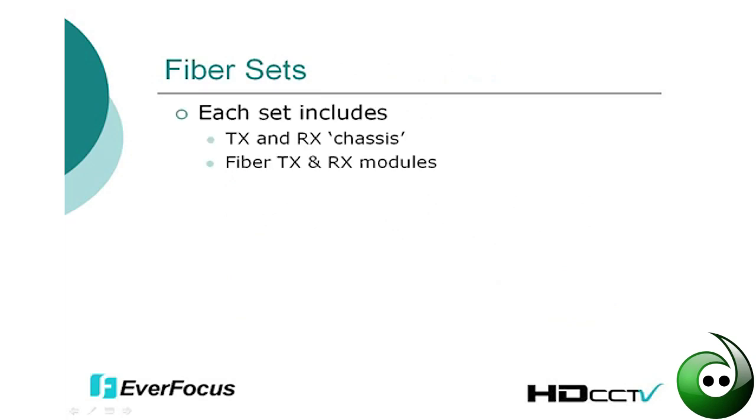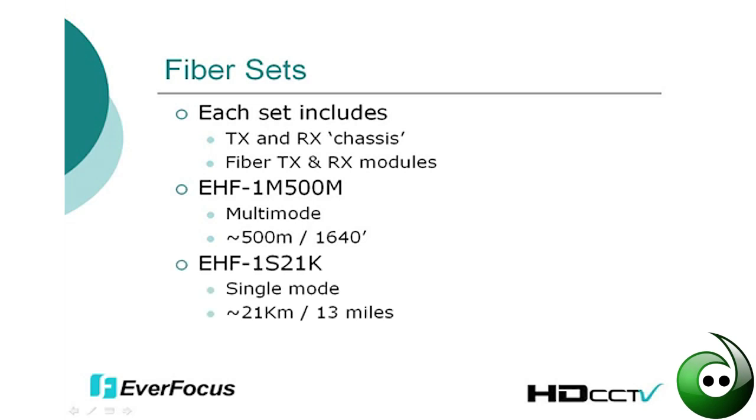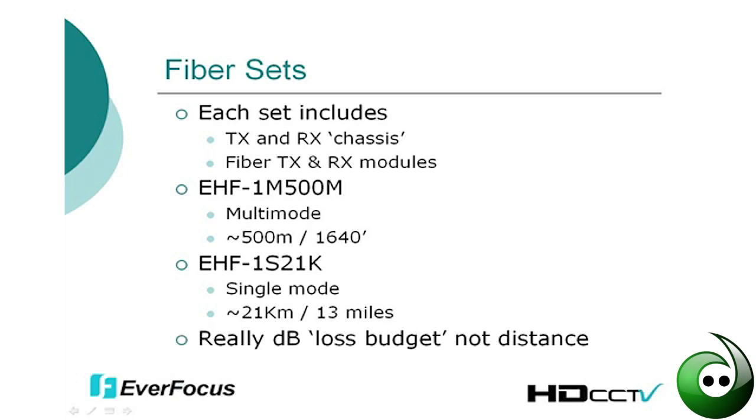Our fiber sets include the transmit and receive chassis and the fiber transmit and receive modules that fit into the chassis. We have the EHF 1M500M, multi-mode signal, one video 500 meters, and the EHF 1S21K, a single mode set that will go 21 kilometers. And again, fiber is never really about distance, it's really about dB loss budget, which has always been apparent in fiber and now becomes more apparent in coax as we deal with HD-CCTV.